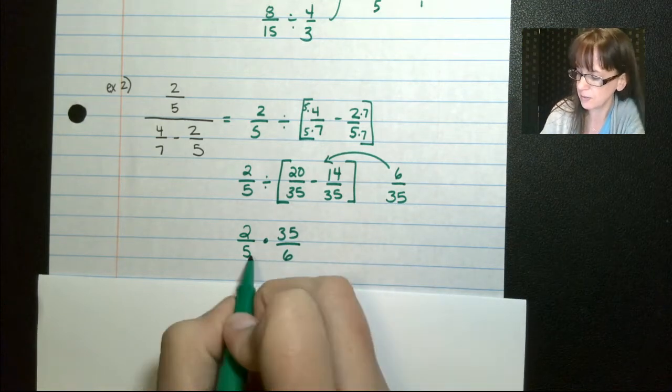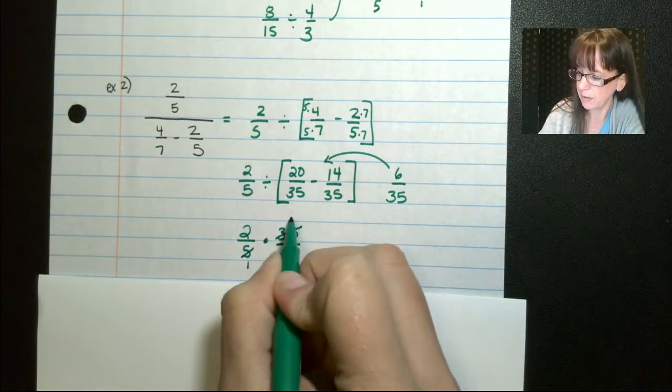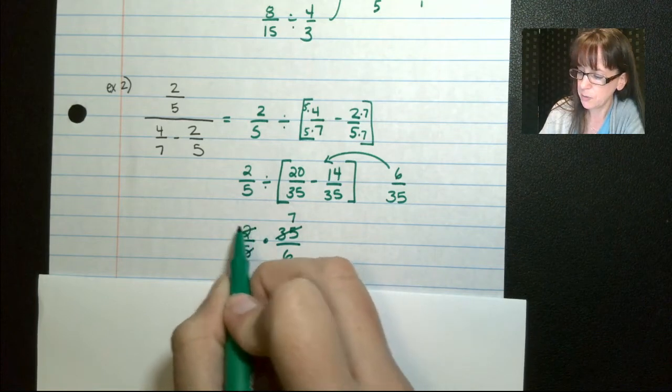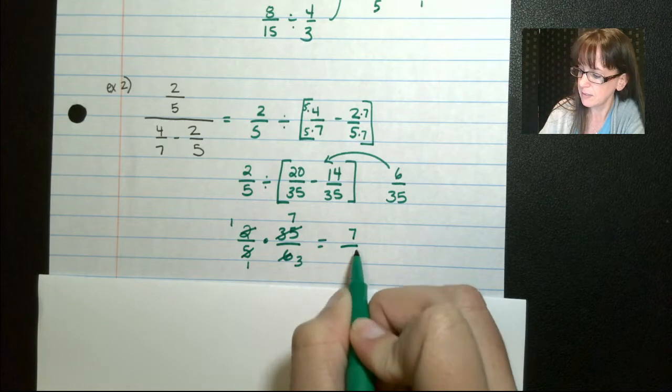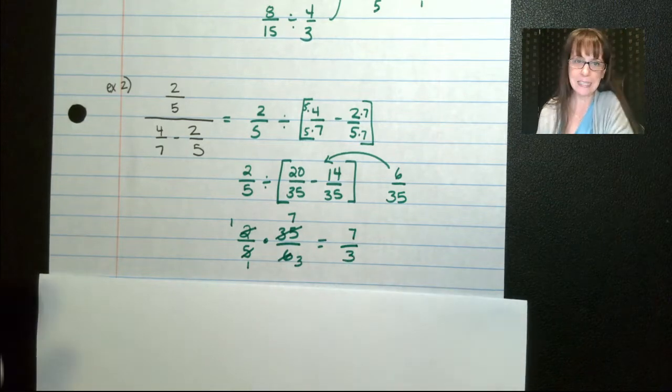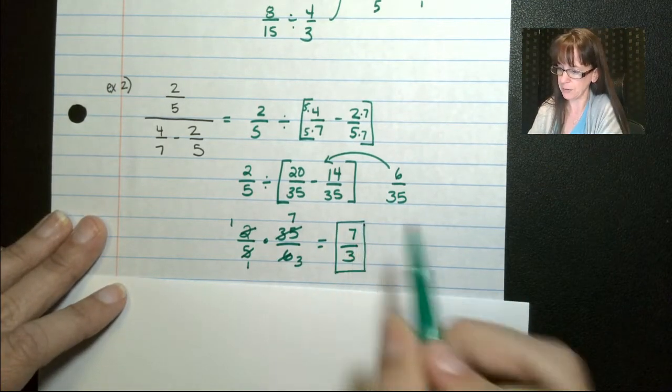Again, let's cross cancel. Divide by 5, I get 1. Divide by 5, I get 7. Divide by 2, I get 1. Divide by 2, I get 3. 1 times 7 is 7. 1 times 3 is 3. Excellent. So there is our answer for that guy.